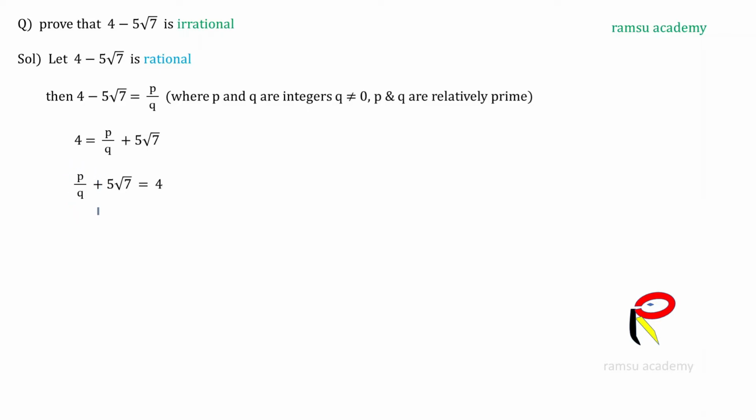Now let us transpose p by q from LHS to RHS. There is no sign before p by q, so it is a positive quantity. When transposed, it becomes a negative quantity. So 5 root 7 will be equal to 4 minus p by q. Now we can write 4 as 4 by 1. So 5 root 7 is equal to 4 by 1 minus p by q.